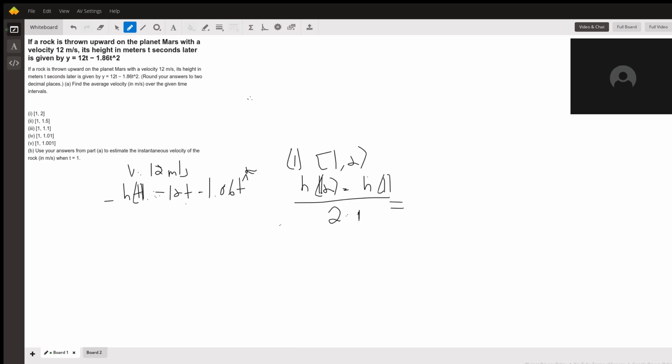If you plug it in and solve, you would have 16.56 minus 10.14, which is 6.42, and then that would be divided by just 1. So for the interval 1 to 2, the average velocity is equal to 6.42.